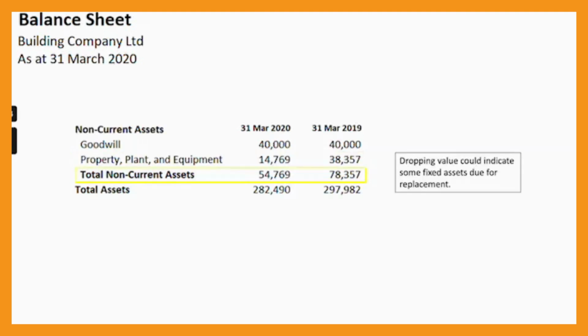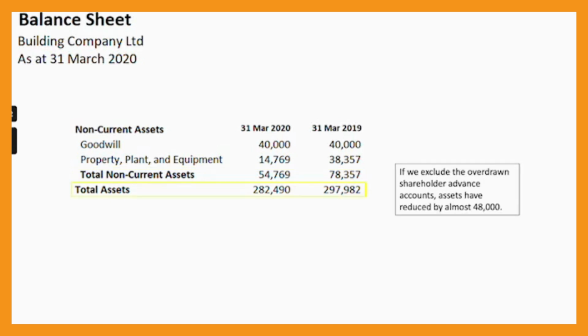There's very little value tied up in fixed or non-current assets. This could be a signal of eroding value, as fixed assets have dropped by 23,588. In other words, some fixed assets could be in need of replacement, so there could be future drain on cash reserves when assets need replacing.